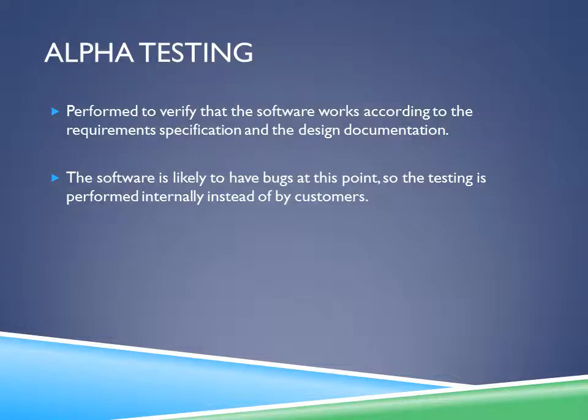Alpha testing. Alpha testing is used during the implementation stage to verify that the software works according to the requirements, specifications, and the design documentation. The software is likely to have bugs at this point, so the testing is performed internally instead of by customers. Usually a team of software testers performs this alpha testing instead of the programmers themselves.